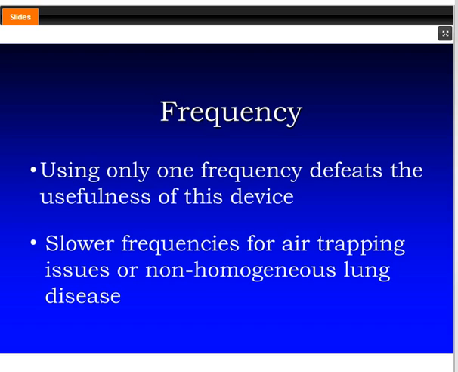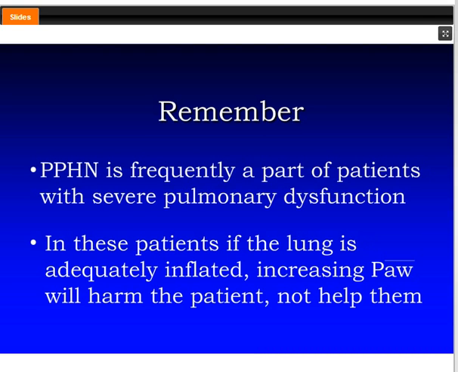Slower frequencies should be used for air trapping issues and for non-homogeneous lung disease. And remember, persistent pulmonary hypertension is frequently a part of patients with severe pulmonary dysfunction. In these patients, if the lung is adequately inflated, increasing the mean airway pressure because they're not oxygenating will harm the patient, not help them. And with that, I will close, and I am happy to answer any questions that you all may have.